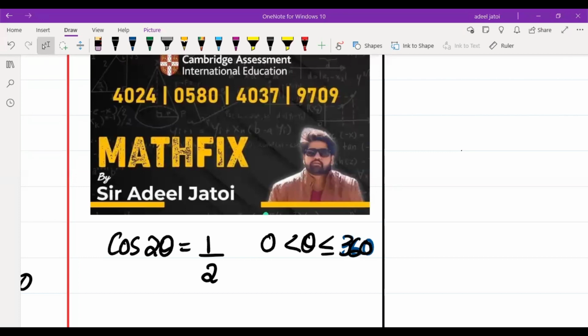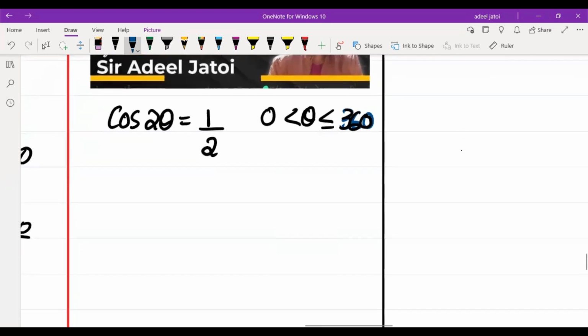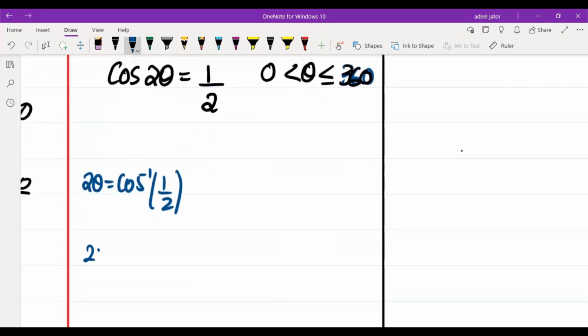Let's work upon another example question. Let's say cos 2 theta is equal to 1 upon 2 and the domain for this is theta greater than 0 and less than or equal to 360. So what we can do is 2 theta is equal to cos inverse 1 upon 2. And cos inverse 1 upon 2 is 30.